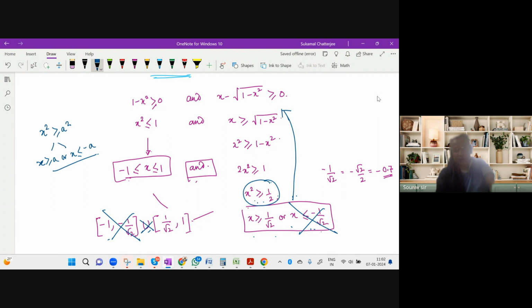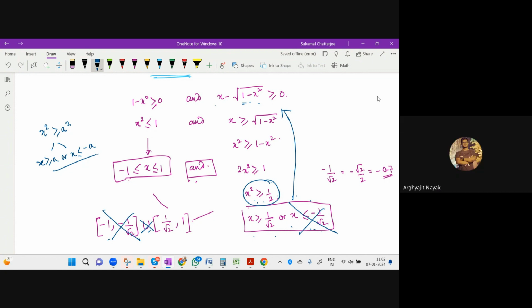But if I put this value in this one, then this becomes 0, but this becomes negative. You put minus 1 by root 2 here, right? Minus 1 by root 2 whole square is plus half. 1 minus half is half. So this is root over of that. And then I have a minus 1 by root 2 again with a negative. So negative, negative becomes negative, and this is under root. So that is why I cannot have this.